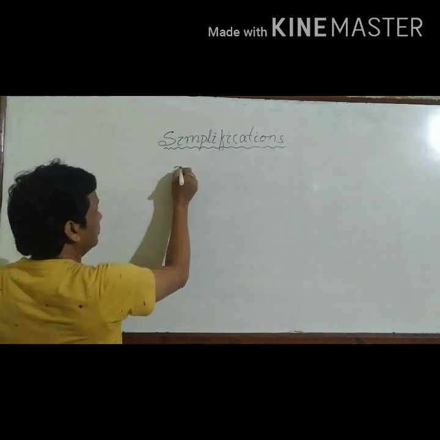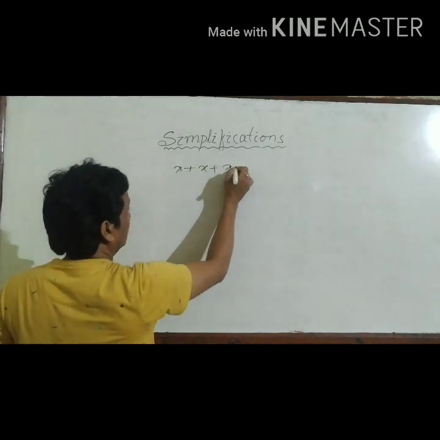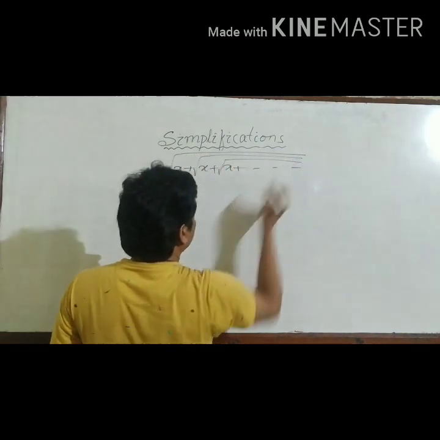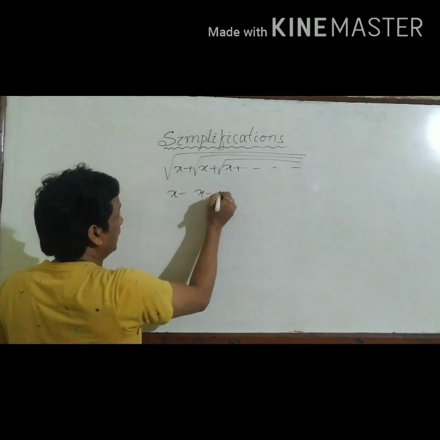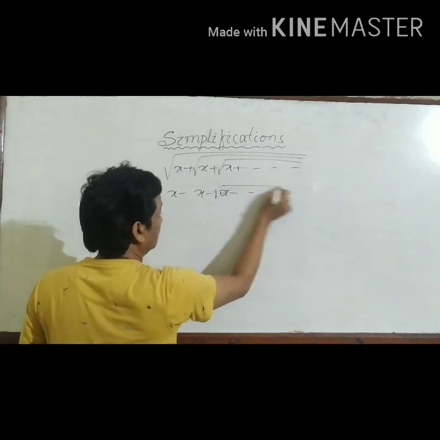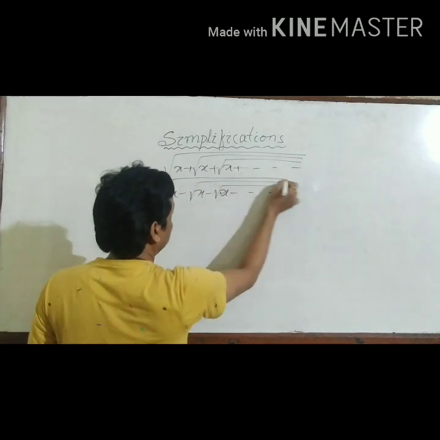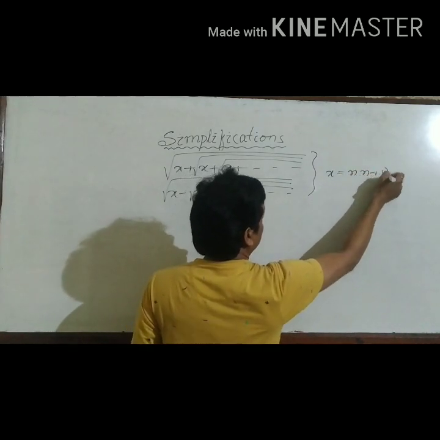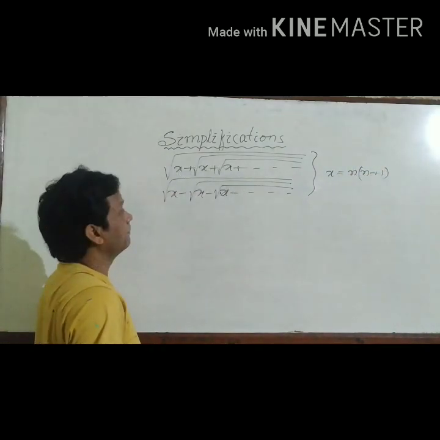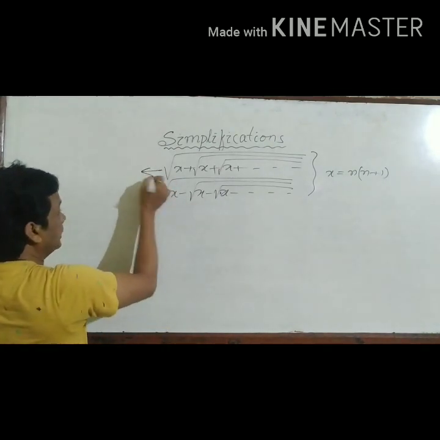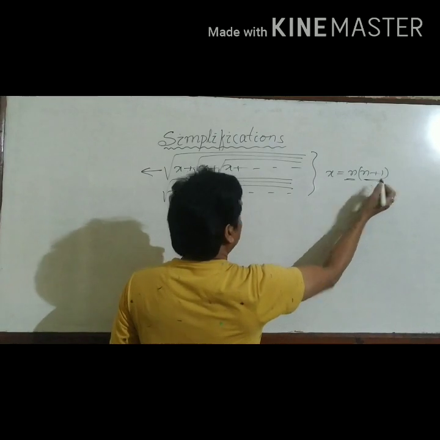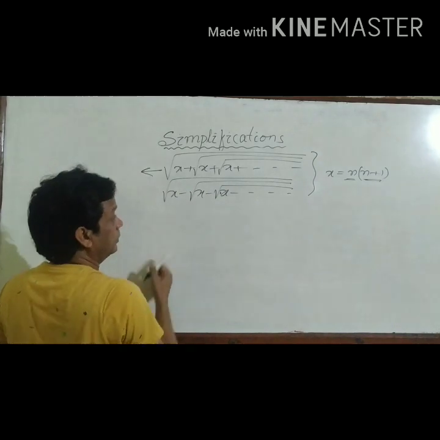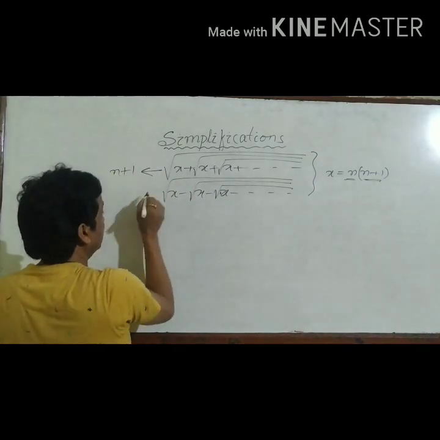Now very interesting things I am going to tell you. If the question is like this, x plus x plus x plus, or x minus x minus x minus, and the condition is that x can be expressed as the product of two consecutive integers, x equal to n into n plus 1. Then in case of plus you should select the larger one, in case of minus you should select the smaller one. So in this case the answer will be n plus 1, and in this case the answer will be n.